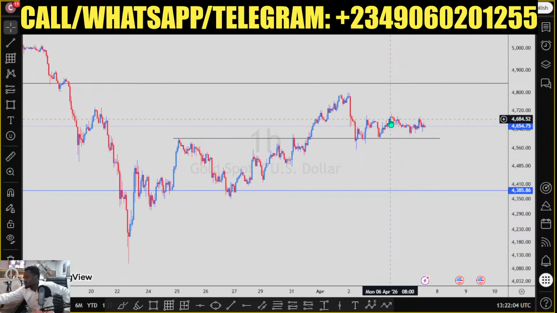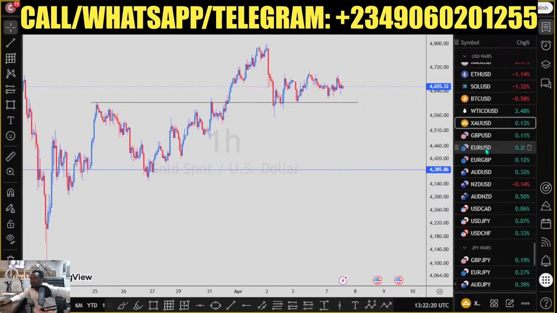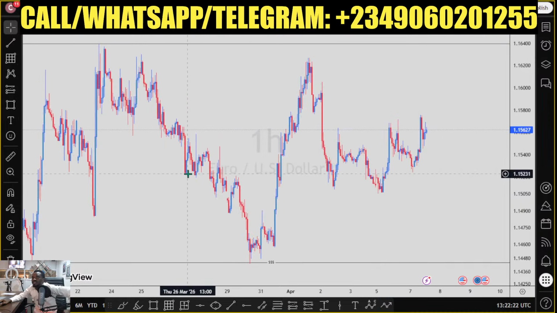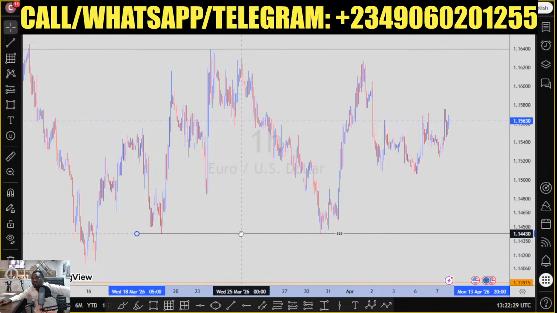Let's check other markets. Someone said Euro USD. We already analyzed Euro USD. Someone said US 30. Let's check Euro USD. This is Euro USD. I told you it's better we wait for price to come all the way down below 1.14429 before we look out for possible trade opportunities.